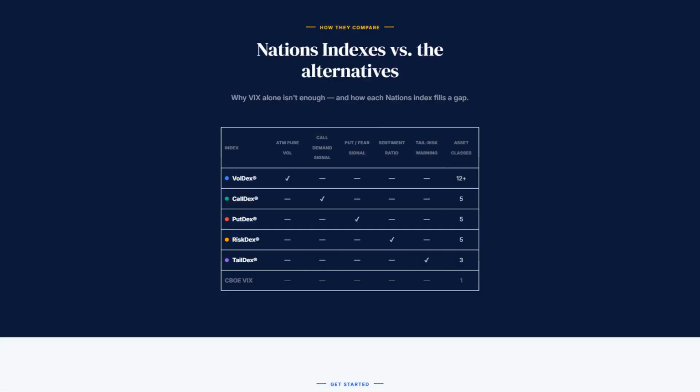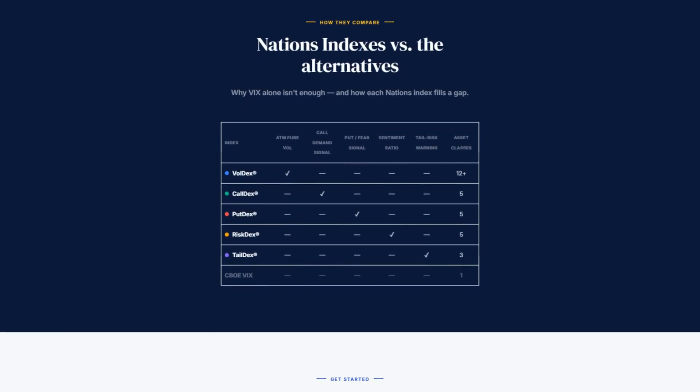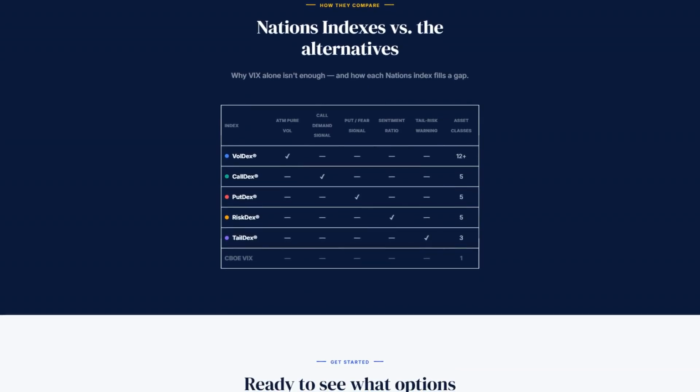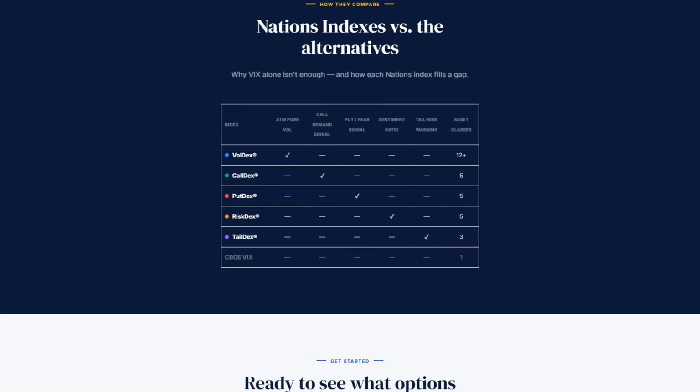And here's how the family compares with the alternatives. Each Nations index isolates a piece of the options market that legacy indexes blend together. We say you have to deconstruct skew to understand what a market is really trying to tell you.